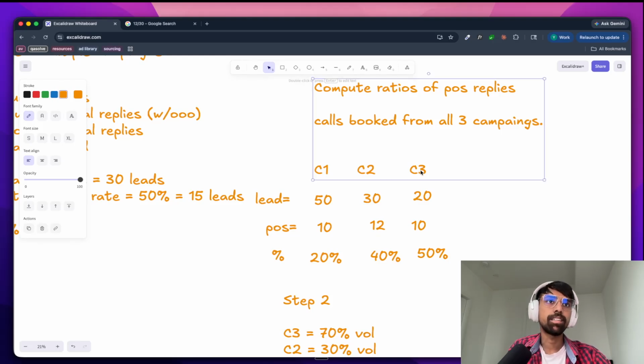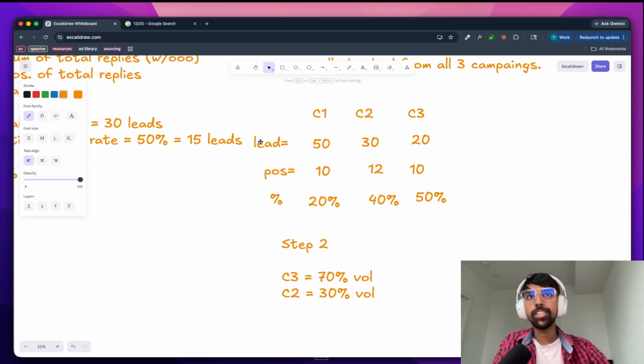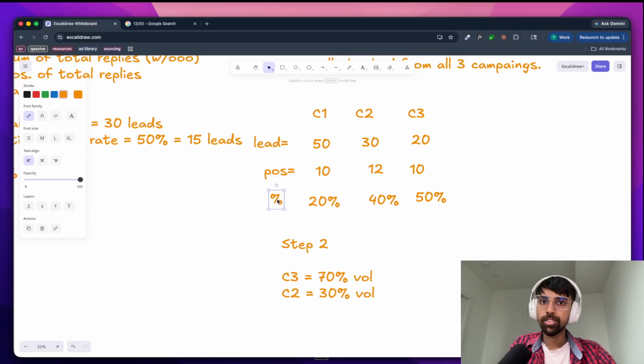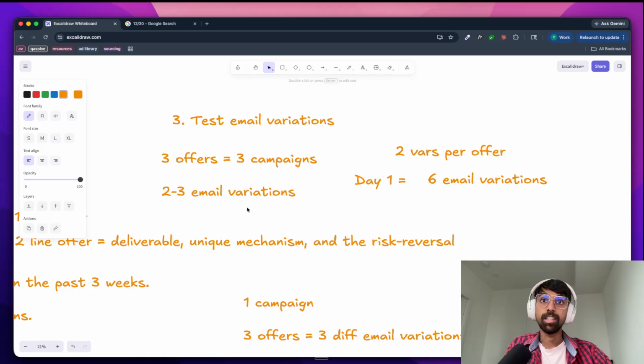Once you do this, you will also get some idea of whether variation 1 in C3 is working better than variation 2 in C3, or variation 2 in C2 is working better than variation 1 in C2. So you can do a similar ratio for email variations as well. For the same offer, you'll have different email variations. Remember, we are not changing the offer in a particular campaign. We are only changing the offer between campaigns, right?